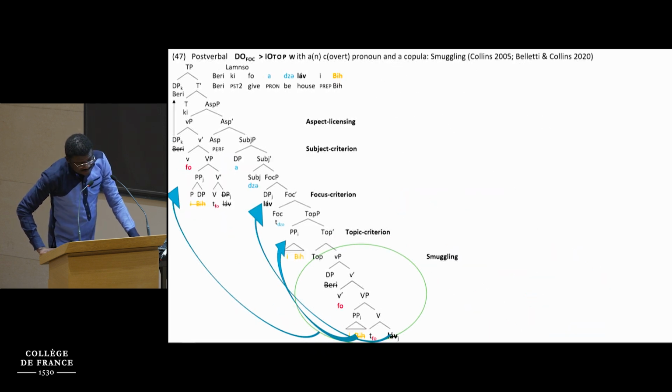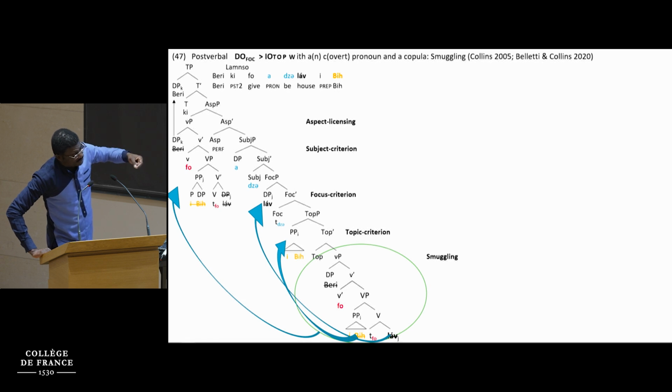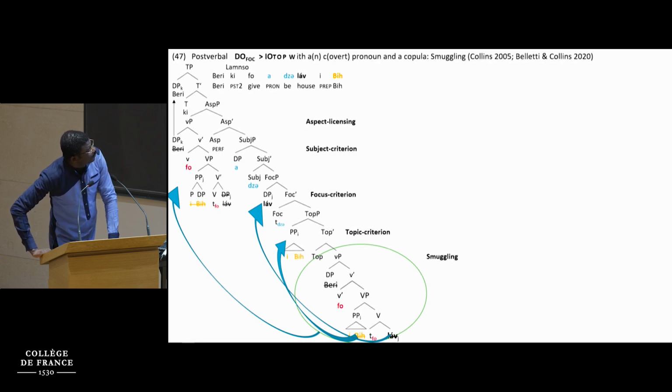The next distribution has to do with a contrastive focus preceding an indirect object, which is given, for example. So here we propose that the indirect object, let's say the prepositional phrase, raises to a low topic position. Then the direct object raises to the focus position.